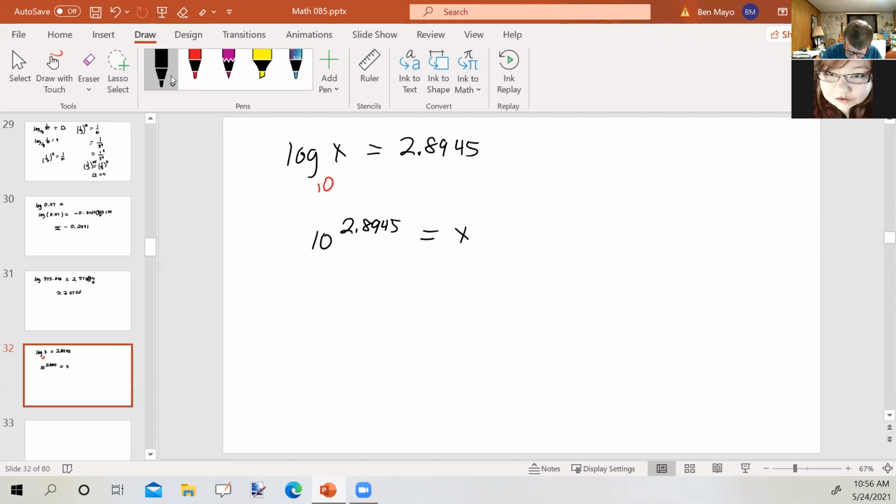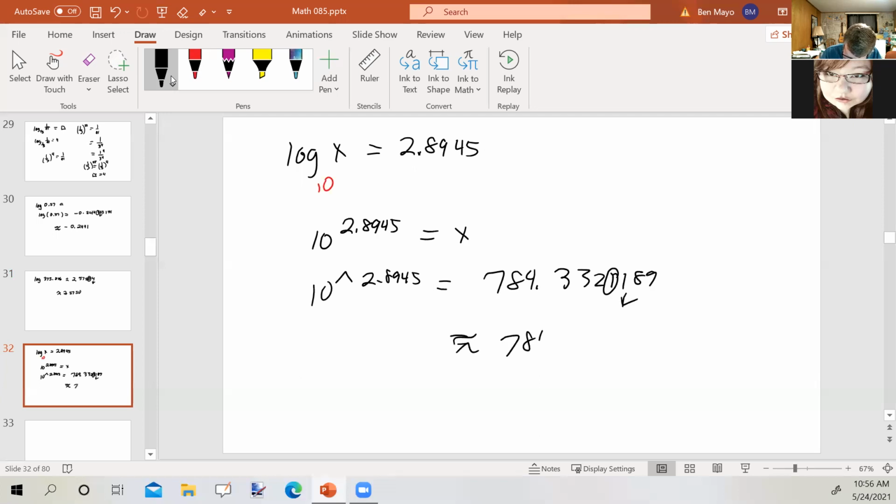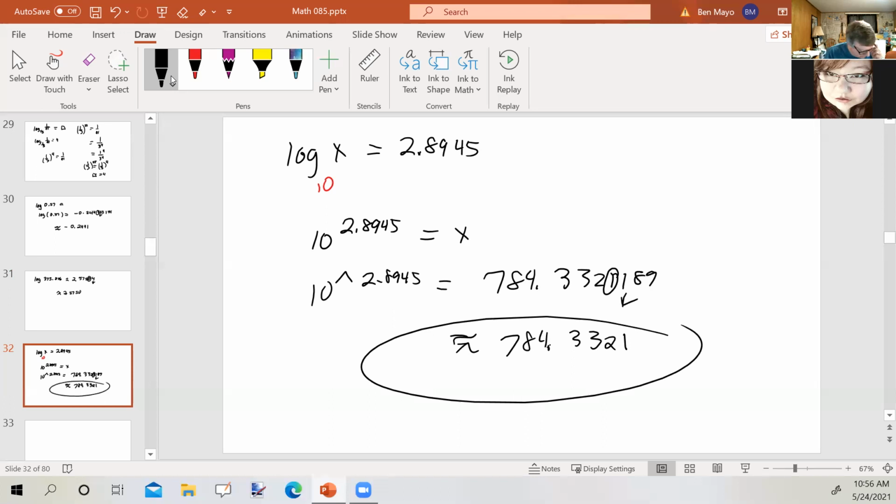10 raised to the 2.8945 power is 784.33211189. We're going to round here. The 1 rounds down, so approximately 784.3321 would be the answer there.